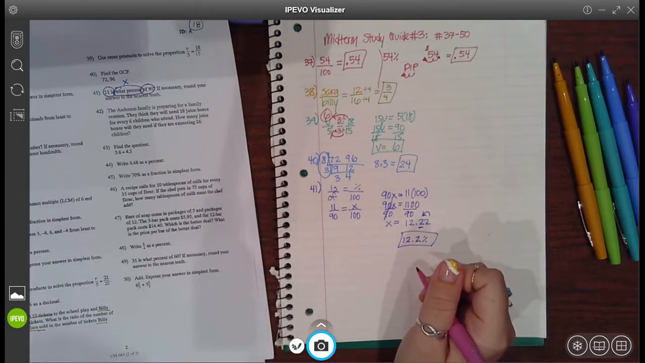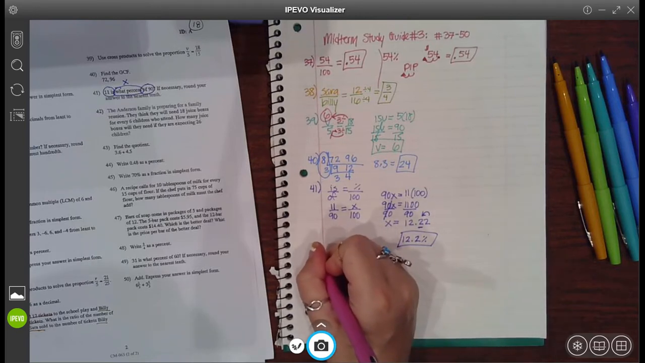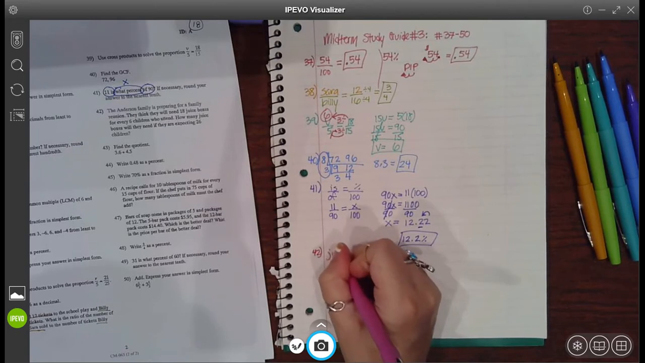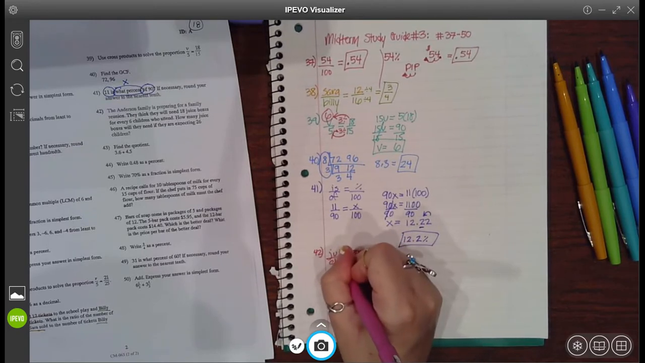Okay, number 42 says, the Anderson family is preparing for a family reunion. They think they will need 18 juice boxes for every 6 children who attend. How many juice boxes will they need if they're expecting 26 children? Okay, so for 42, we're talking about juice boxes and children.